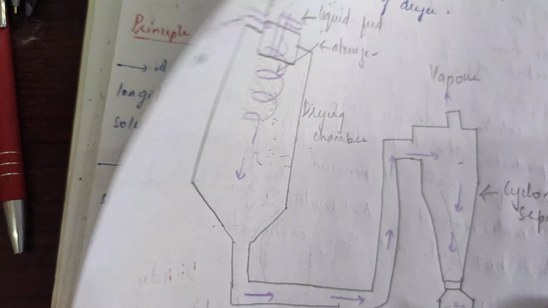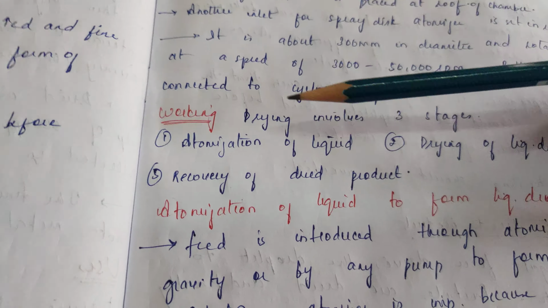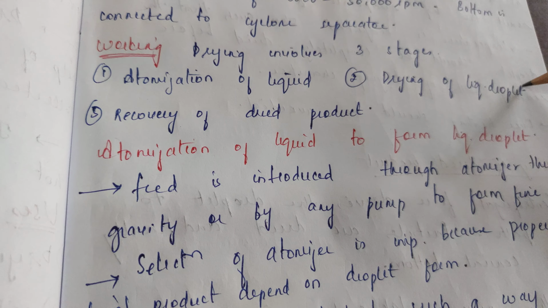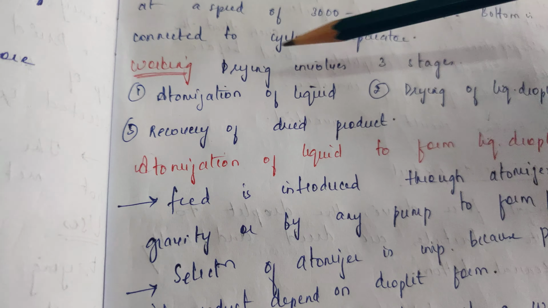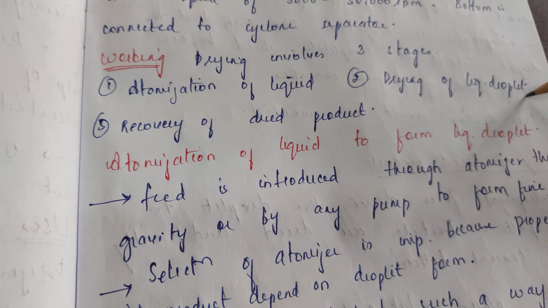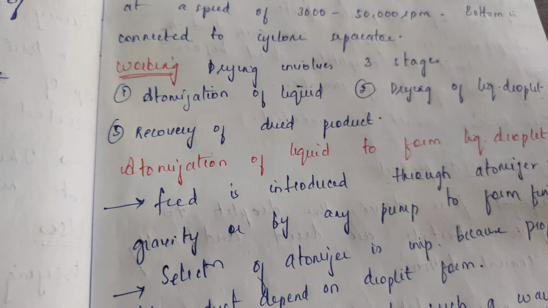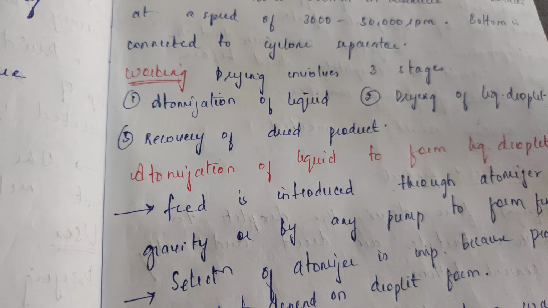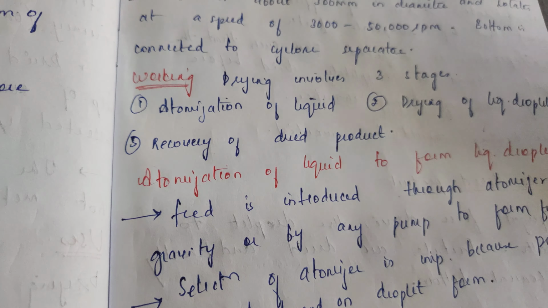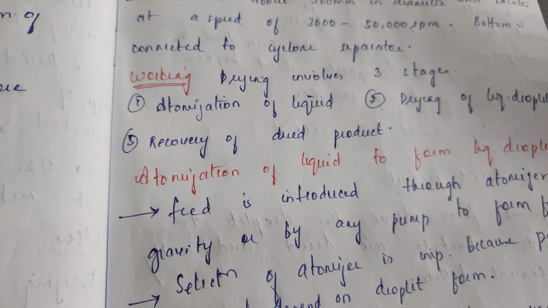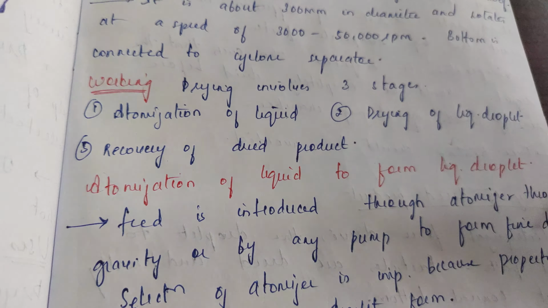Now the working of this spray dryer involves three steps. The first step is the atomization of the liquid, then drying of the liquid droplet, and recovery of the dried product. Matlab, complete drying involves these three steps. As the name indicates, the first one is atomization of the liquid, matlab we are using the liquid in the form of a spray. Atomization matlab spray. Okay, so how do we convert the liquid into a spray? By using the tangential air inlet or atomizer or pump, we can say. By using these things we can convert the liquid into the form of a spray.